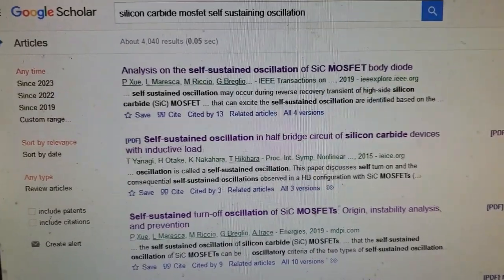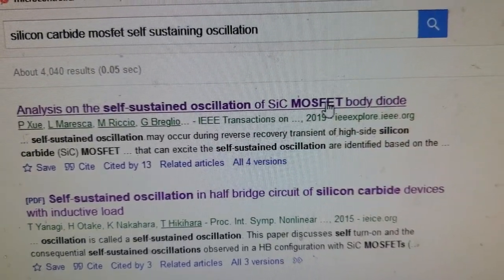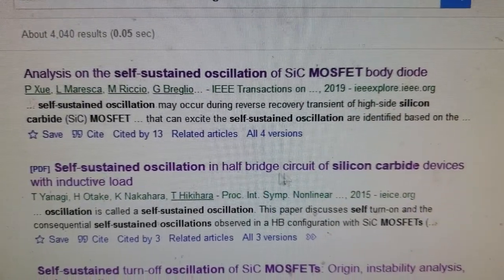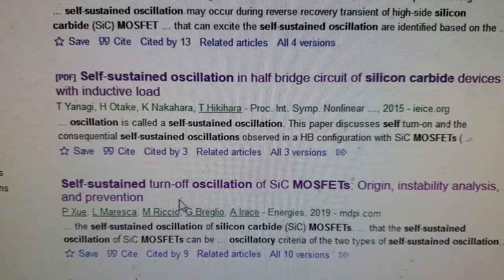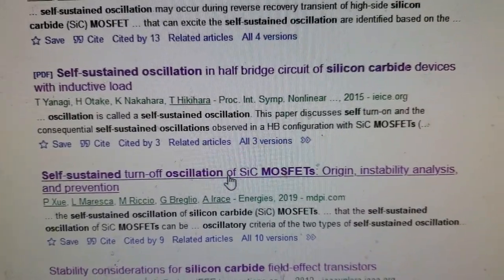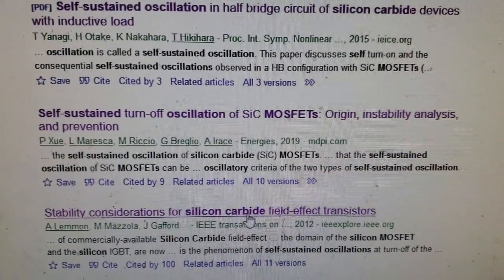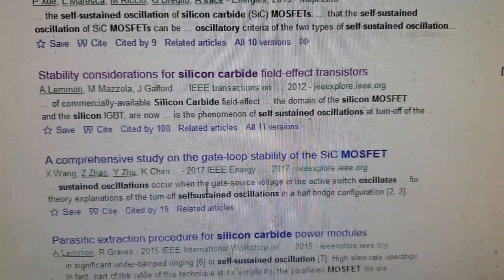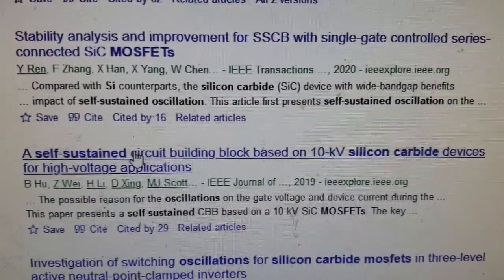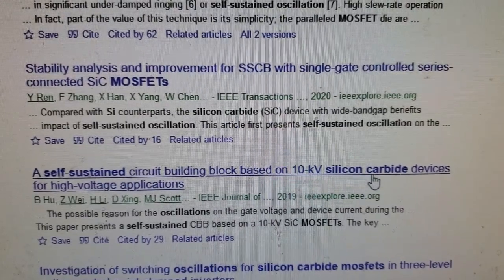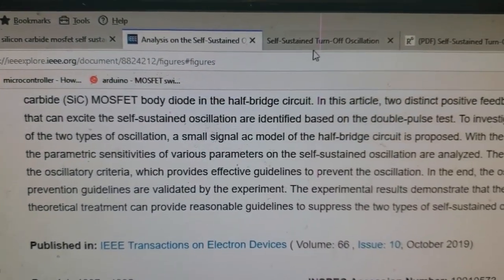You see all these recent articles in the engineering literature: analysis of the self-sustained oscillation of silicon carbide MOSFET, self-sustained oscillation half-bridge circuit, silicon carbide devices, self-sustained turn-off oscillation of silicon carbide MOSFETs, i.e. you turn it off and it doesn't turn off. Stability considerations for silicon carbide field effect, and on and on. And they're all very recent. Self-sustained circuit, silicon carbide. I haven't read many of them, or I'm not sure if I'd understand them if I did.